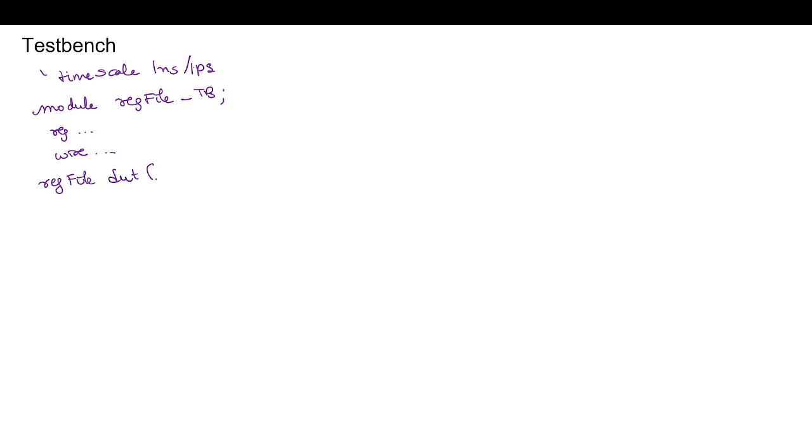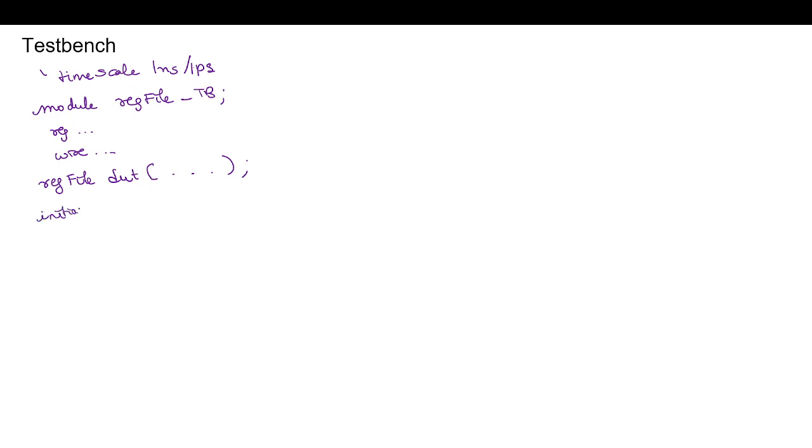If we proceed to the test bench, the timescale is 1 nanosecond per picosecond. Register file test bench. You can define all the input and output, and then wire output, and then instantiation. Next, the DUT port list. All the input and output values initialization.